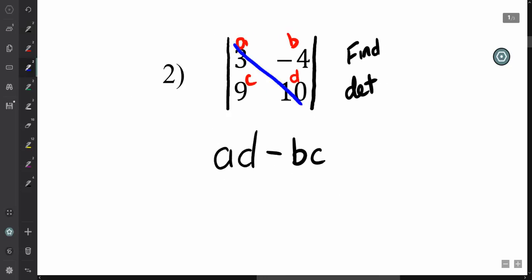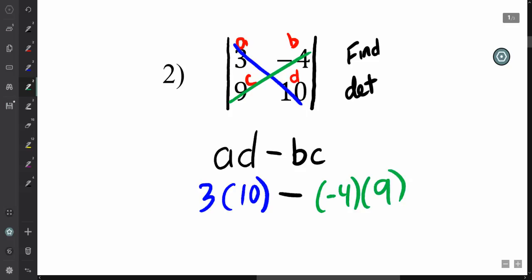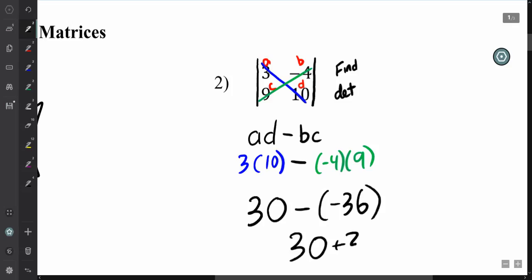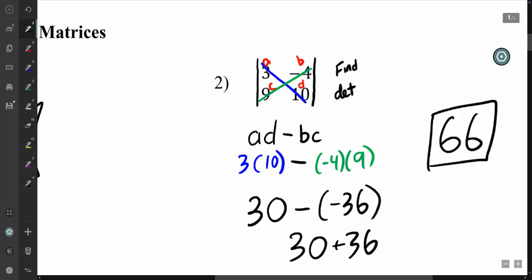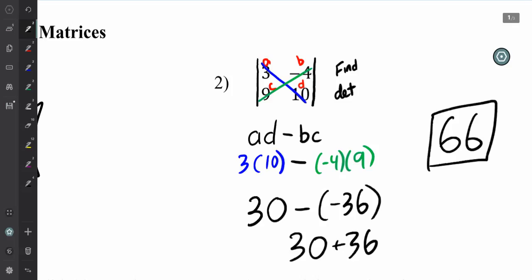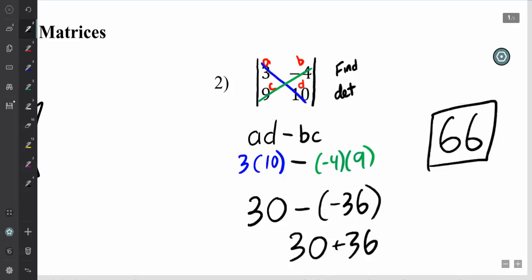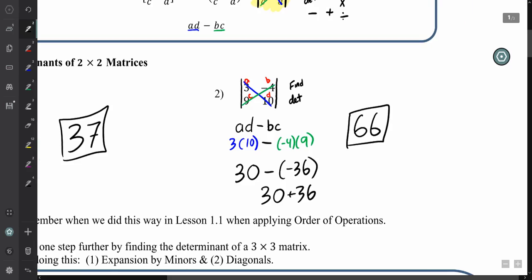So my first diagonal is 3 times 10. And I'm going to subtract my second diagonal, which is parentheses -4 times 9. So in this case, I have 3 times 10 is 30 minus a -36, which is the same as 30 plus 36. So this determinant is 66. Again, I can't stress enough that vertical bars means find the determinant.